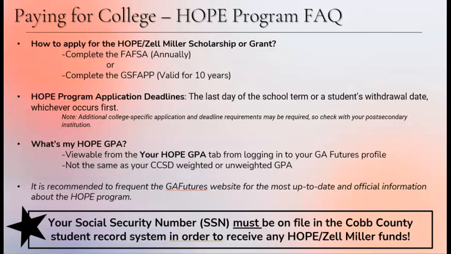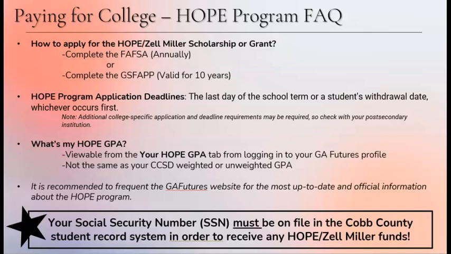It's not our rule at Sprayberry. It's not a Cobb County rule. It is the state of Georgia rule when it comes to the HOPE program. They are not awarding any funding to any student that they cannot identify. So again, it's imperative that your social security number is on file with our student record system in order for you to receive the HOPE and Zell-Miller funding and ultimately to see your HOPE GPA from your Georgia Futures account.